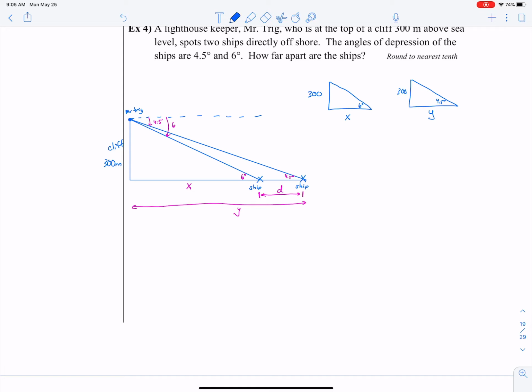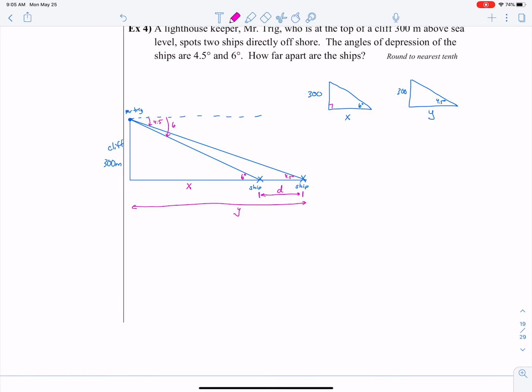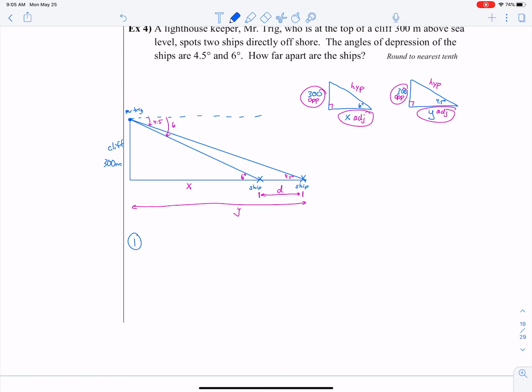Okay, so let's label our triangles in pink. So these are our right angles for both of our triangles. So here's hypotenuse. Then we're going to trace from our angle. It's going to be opposite. And this is going to be adjacent. So we're using opposite and adjacent for both of them. So our step 1 down here is going to be find x, and opposite and adjacent is going to be our TOA again.